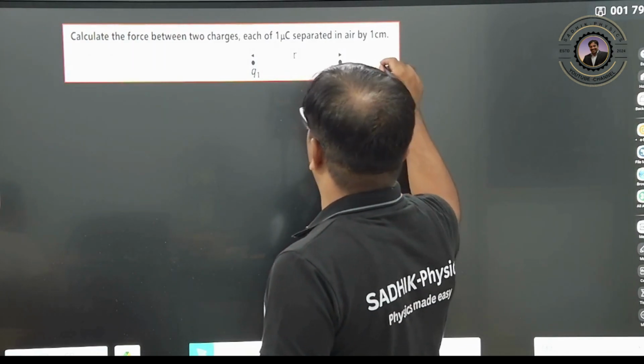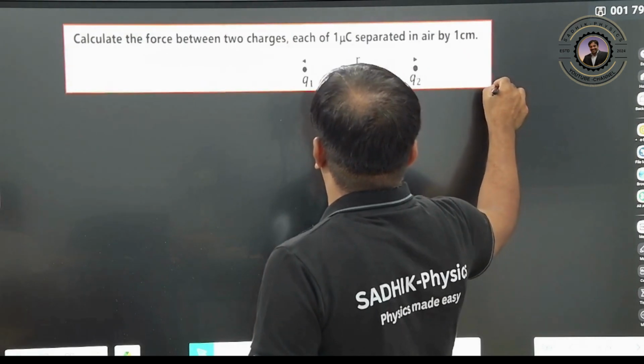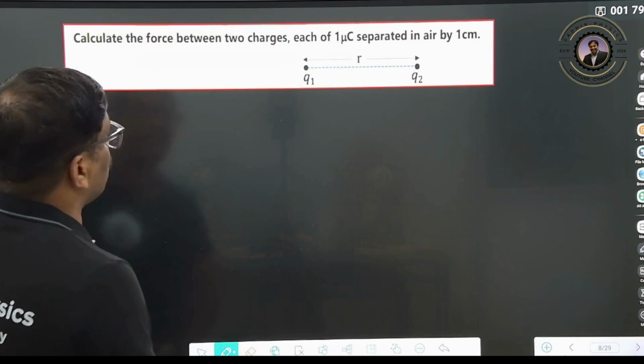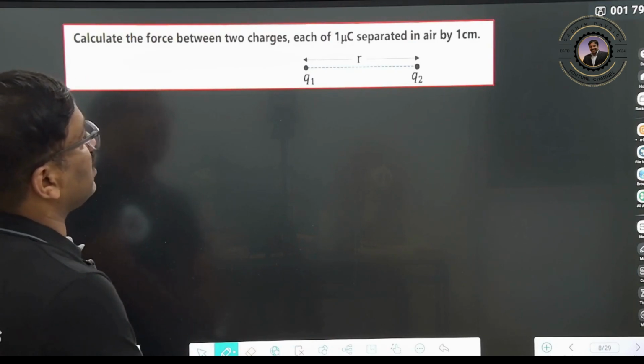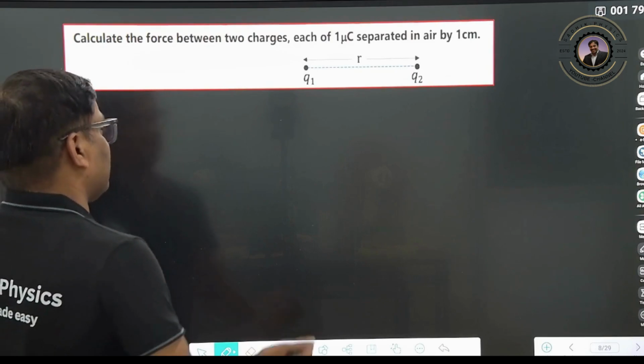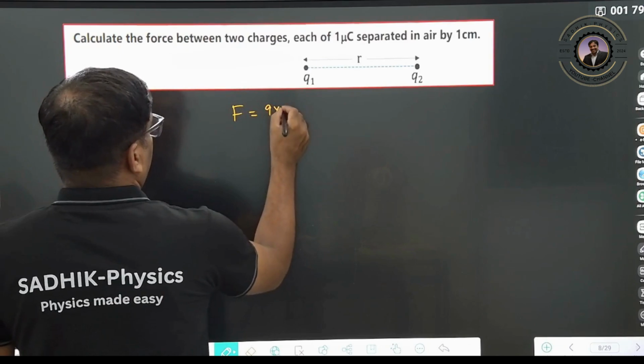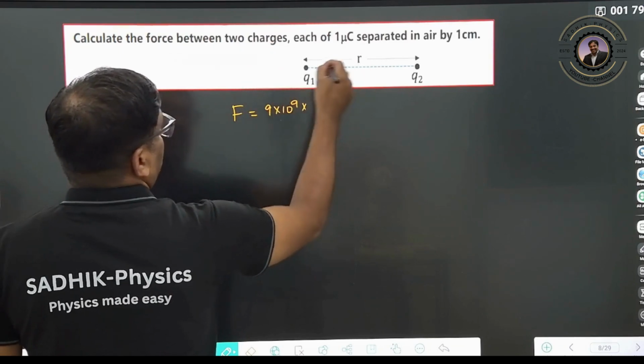Now let us see one more question. This is a simple question, a simple formula. Calculate the force between the two charges, each of 1 microcoulomb, separated by 1 centimeter. This is simple substitution. Therefore 9 into 10 to the power of 9 into each 1 microcoulomb.